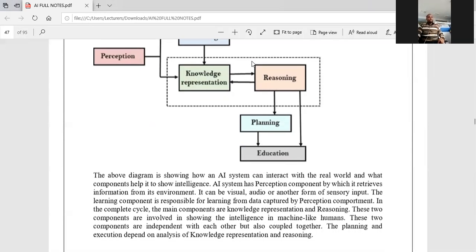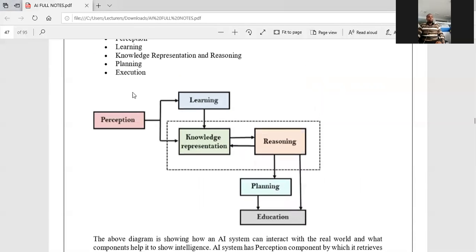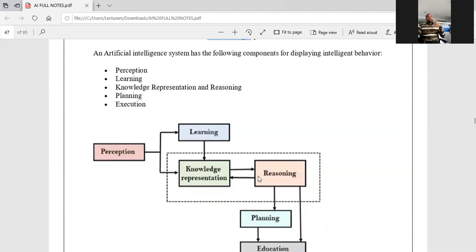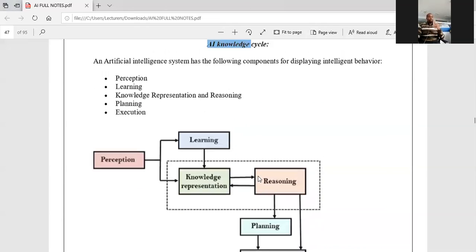And of course, when a machine reasons, it plans, and that planning is basically looking for optimal solutions, the best solution in its search space. Okay, and then execution, not education, but execution. Execution is where it picks the optimal solution and brings it to bear upon the environment or upon that particular problem using what? Actuators. Okay, so that is what we call the AI knowledge cycle, or the knowledge representation cycle. Knowledge representation cycle or knowledge cycle, same thing.